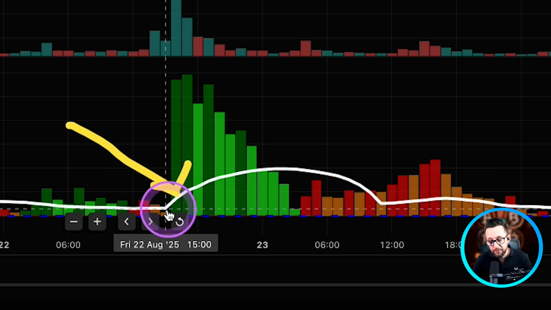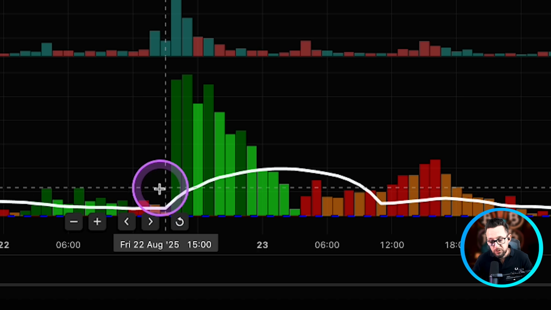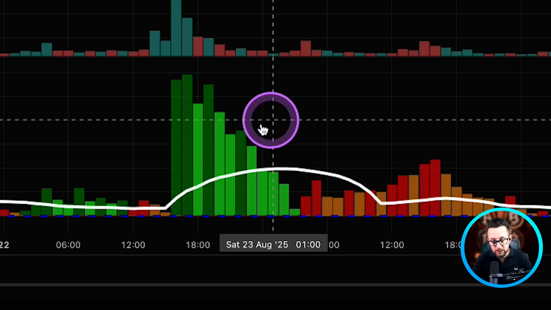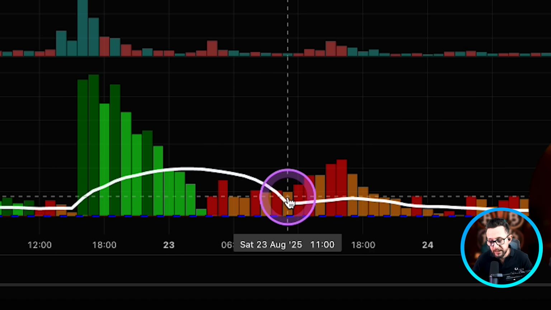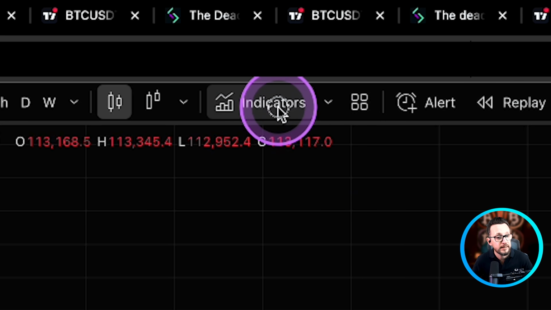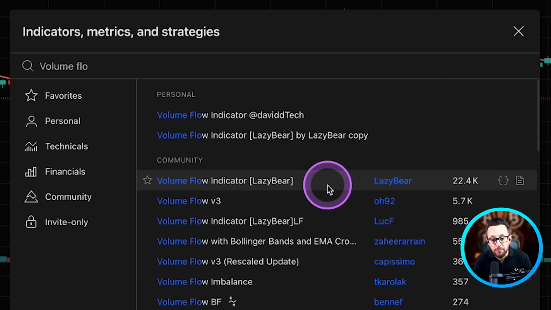The white line will give us our confirmation that we can get into an entry. When the histogram goes over the white line, we can confirm our entries. So when it's green, we're going to be taking longs, and when it's red and above the white line, we can take shorts. The next indicator is the volume flow indicator, also by Lazy Bear.